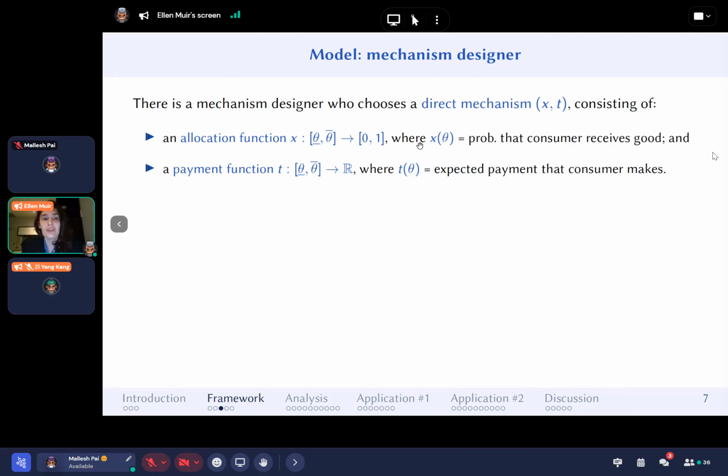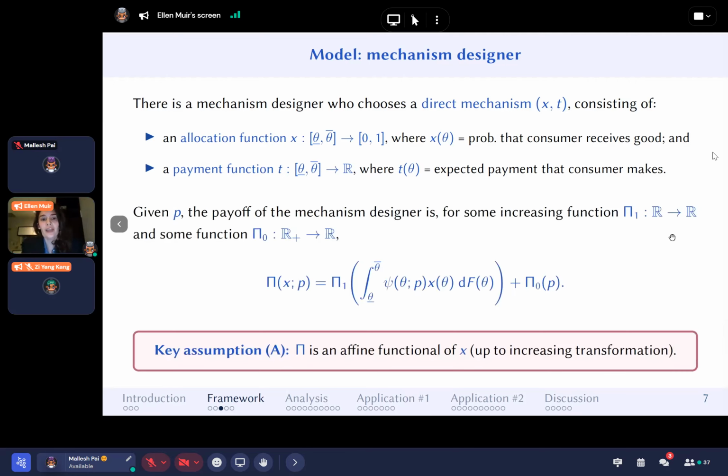And then we have a payment function T. Again, this is mapping types to payments, and this is the expected payment that a consumer that reports to be of type theta makes in the design market to the mechanism designer. And then given the realization of the price P in the aftermarket, we're going to assume that the payoff of the mechanism designer is given by this expression.